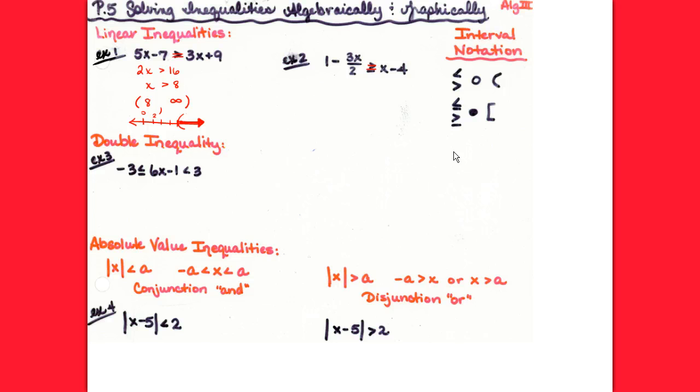Look at the next one. I've got 1 minus 3x over 2 is greater than or equal to x minus 4. I'm going to treat that just as if it said equal to. So what would you do first if it was an equation?